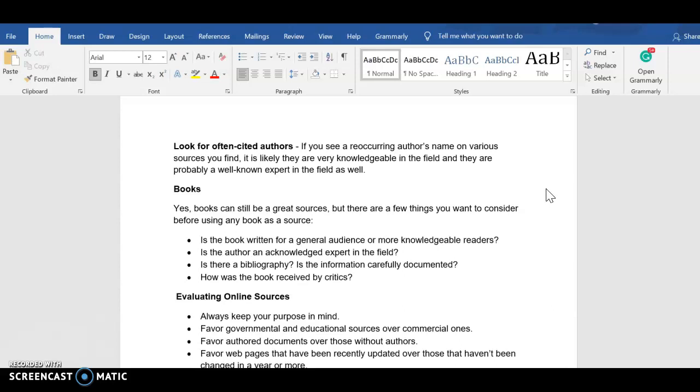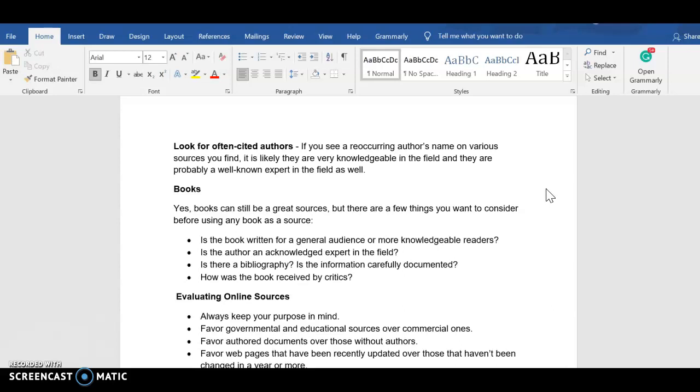So that's something that you could do a little pre-research on too. Maybe look up about the author and see, have they been around for a long period of time? Are they an expert? What do they know, or what can they tell you about this? Is there a bibliography? So is there information that they're talking about carefully documented? Do they list their sources on where they got this information? And then how was the book received by critics? So that's something that you want to think about too.